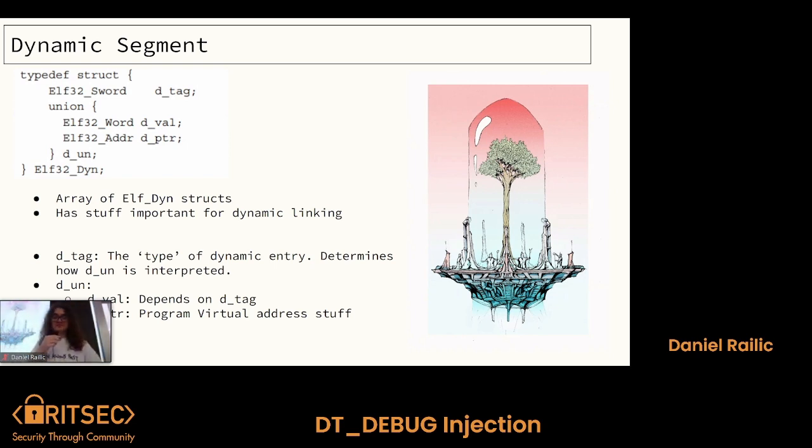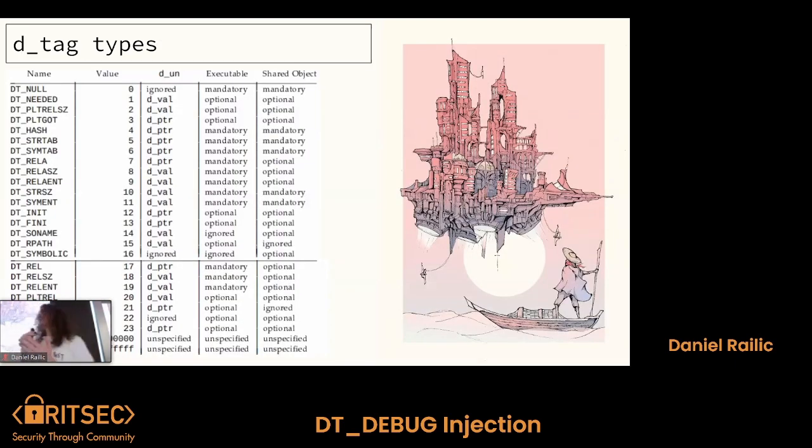All right, so moving onwards. These are all the different potential types for d_tag. There are a lot of them. The only ones that I'm going to talk about right now are these two, DT_NEEDED and DT_DEBUG, because through these two we're going to be able to do some cool process injection stuff, kind of. So let's talk about what those two are and what they do.